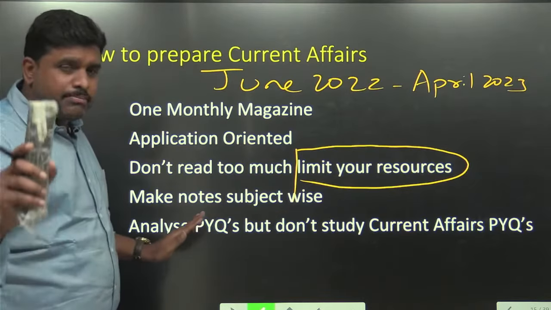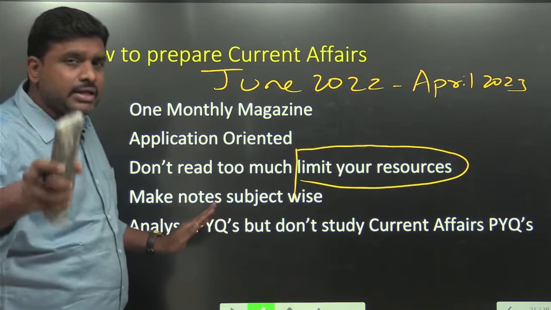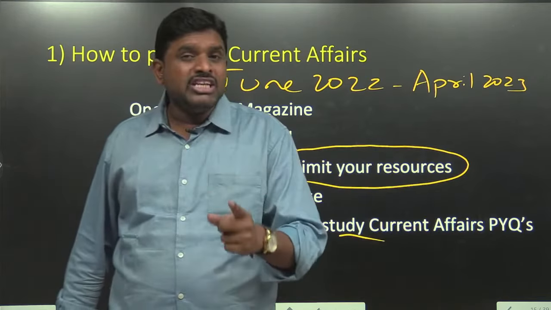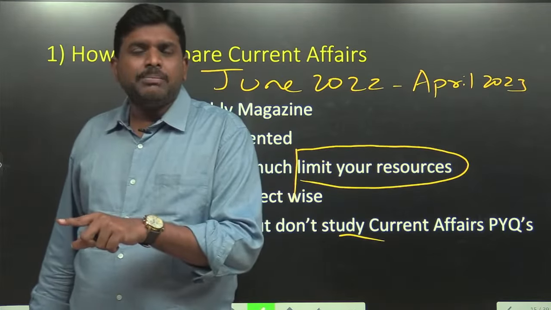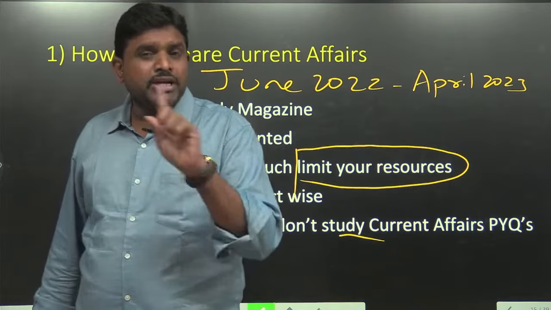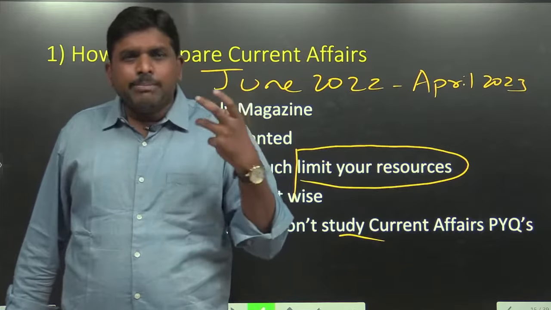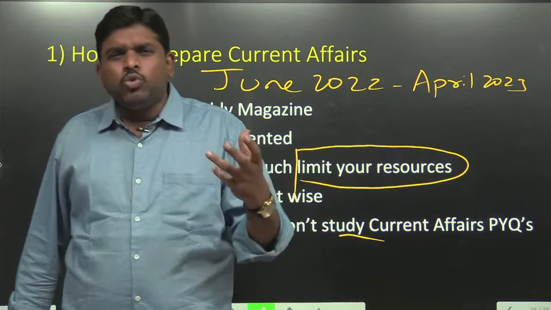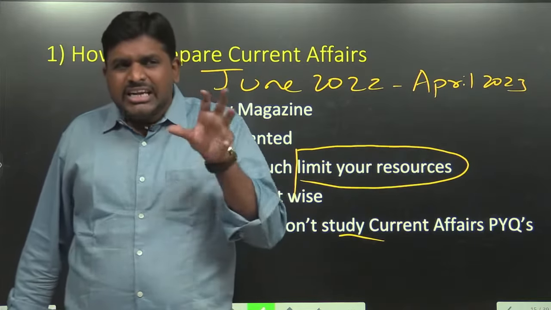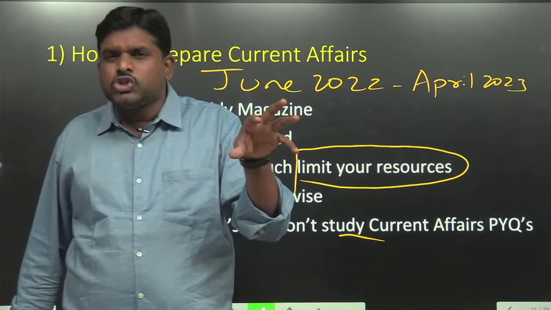Analyze PYQs. Compulsorily analyze previous year's question papers. But don't study current affairs PYQs, because current affairs PYQs will change. You read the geography static part PYQs, the economy static part, history, and polity PYQs, but not current affairs. But go through the current affairs PYQs and understand what type of questions they are asking, what they want from us, what they are demanding from us. Understand that, analyze that. So you have to be very careful in studying the previous year's questions of current affairs.